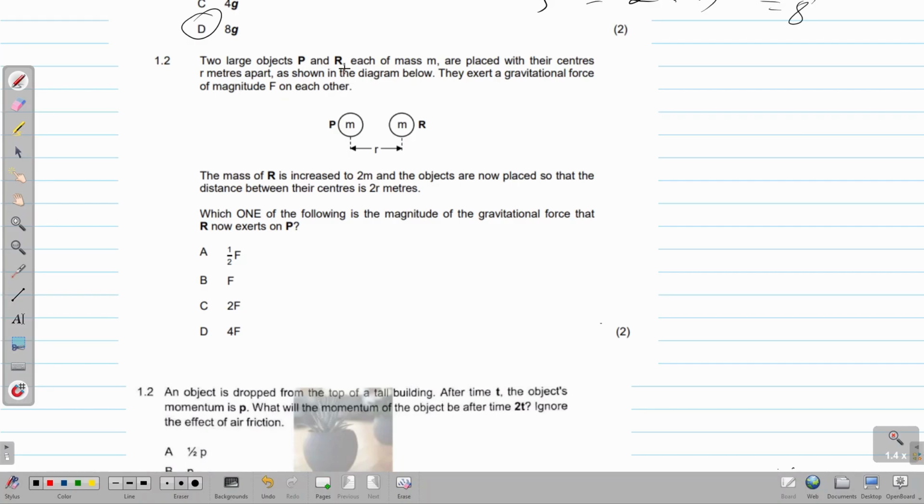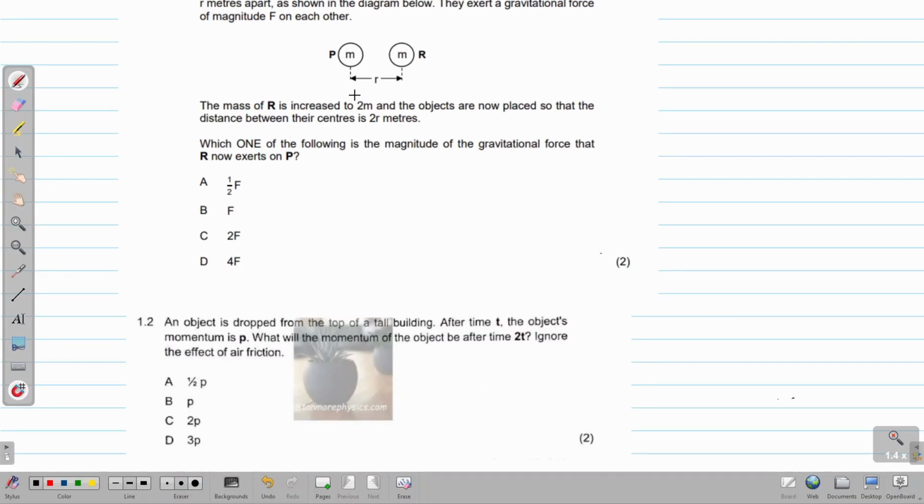Two large objects P and R, each with mass M, are placed with their centers R meters apart. As shown in the diagram below, they exert a gravitational force of magnitude F on each other.